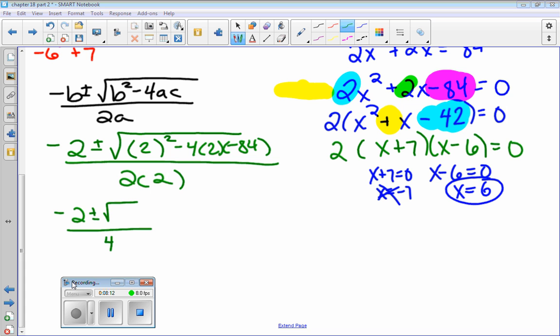Go ahead and use your calculator. If you need a calculator, grab one. Use your phone, I don't care. What's 4 plus, because the negative times a negative, it'd be a pretty big number. So I did get 676.